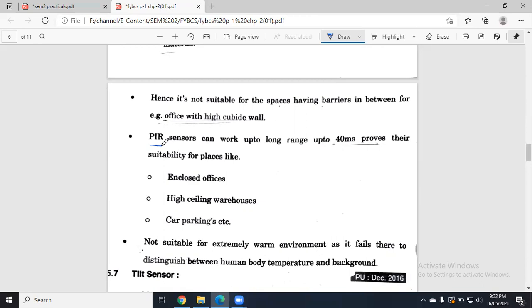Okay, so this is all about your PIR sensor. PIR stands for passive infrared, and what it does is detect heated objects which come in the range of the sensor. Okay, I hope these two sensors are clear to you. The next sensors we'll discuss in a live lecture.